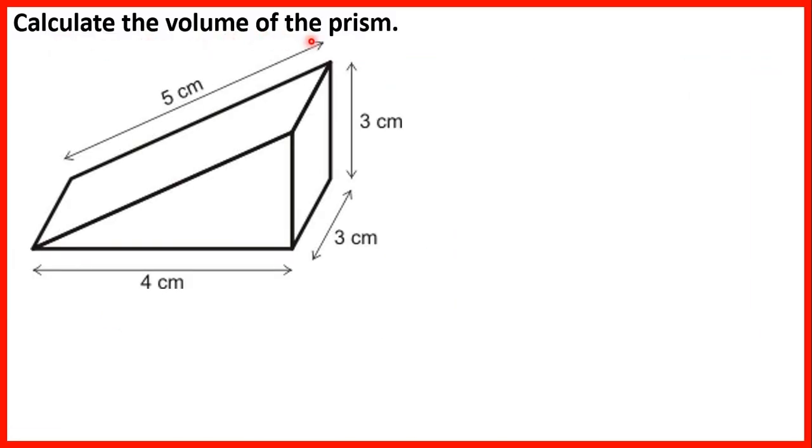Calculate the volume of the prism. So remember, a prism is a 2D shape that's been stretched out. So we have a triangle at this end, we'll have a triangle at the other end, and then we have rectangular or square faces in the middle. So what we can do to work out the volume of the prism is to work out the area of the triangle and then multiply that by the depth of the prism.